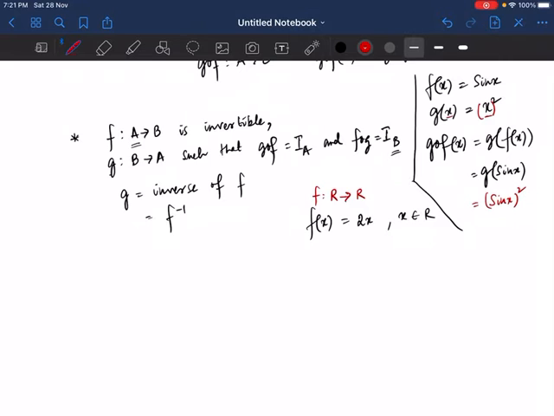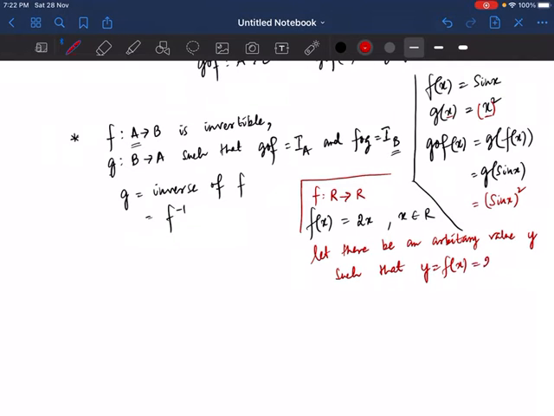So this is how we define the function. Here we have to check whether this function f(x) = 2x is invertible or not. Clear? Now the first thing we are going to do is assume a value y. Let there be an arbitrary value y such that y = f(x) = 2x.